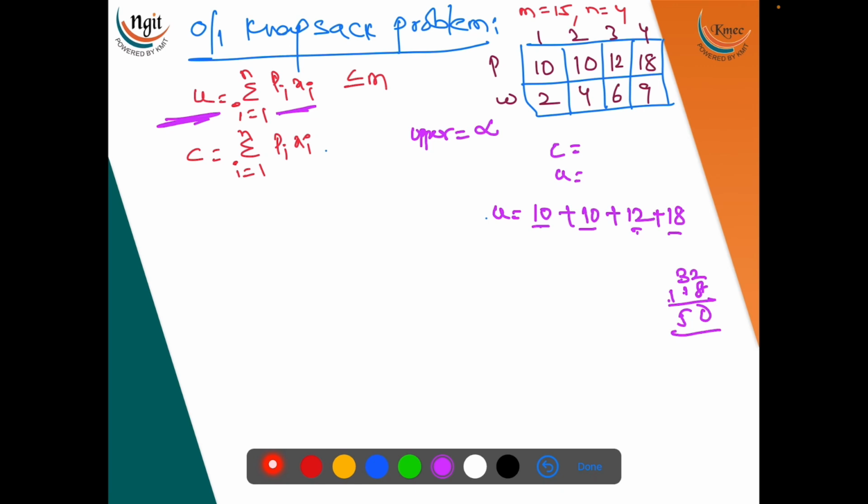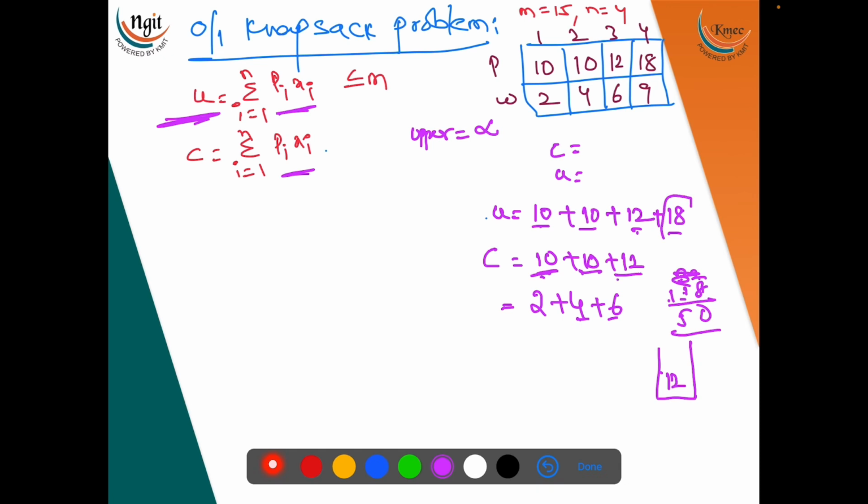Now listen carefully. If I calculate the cost of it, the cost is pixi: 10 plus 10 plus 12. The first 10 is the profit for item x1, and its weight is 2. The next 10 has weight 4. The 12 has weight 6. Now let us assume that I have a knapsack. 2 plus 4 plus 6, that is 12 kgs used with x1, x2, x3.